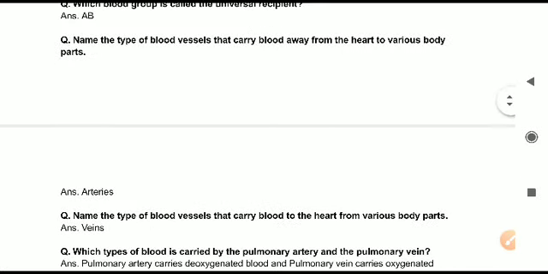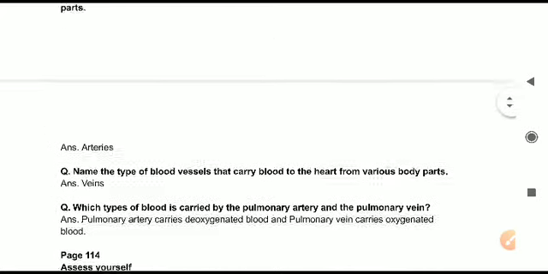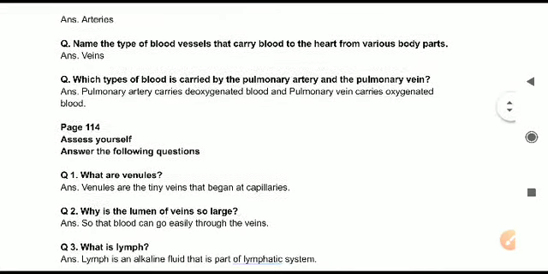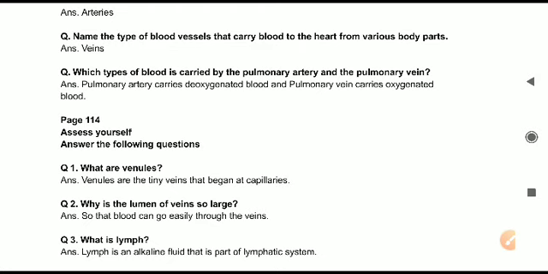Next question, name the type of blood vessel that carries blood away from the heart to various body parts. So from the heart to the various body organs, blood is going in arteries. The answer is arteries. Next question, name the type of blood vessel that carries blood to the heart from various body parts. This is the opposite, that is veins. They carry the blood towards the heart from the various body organs.